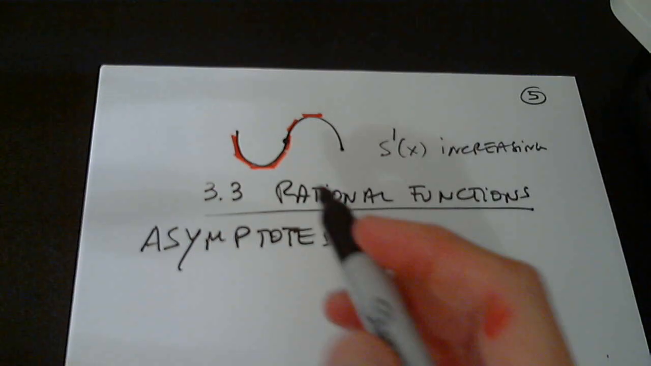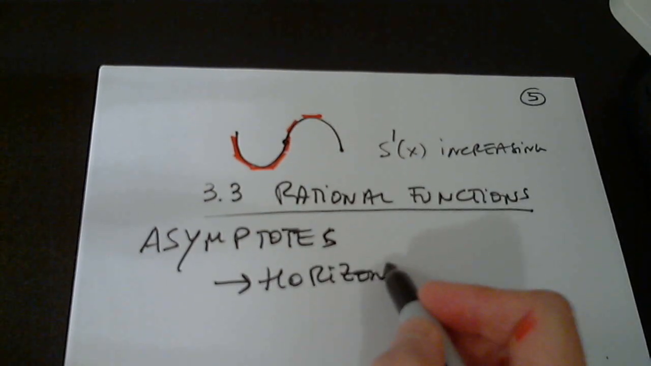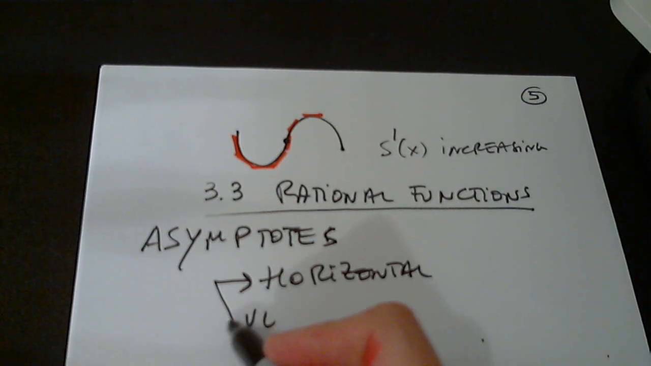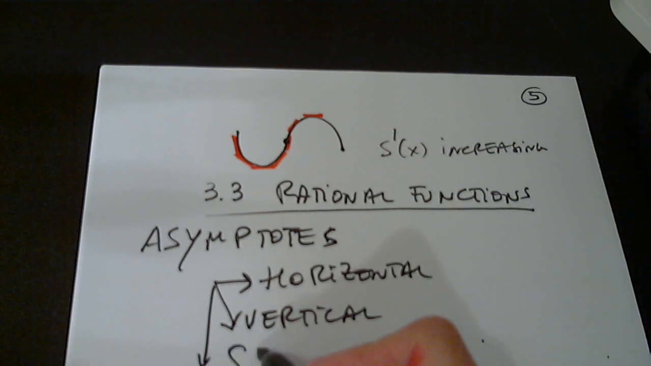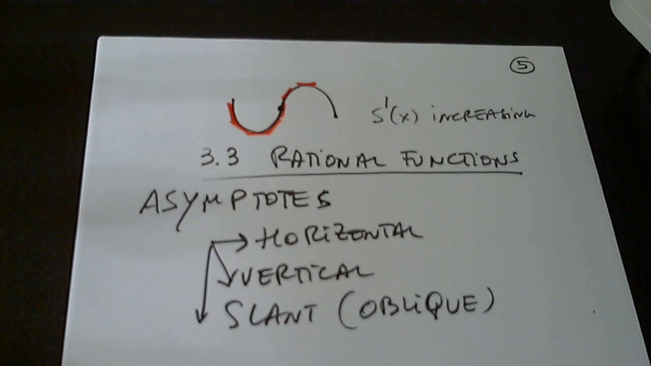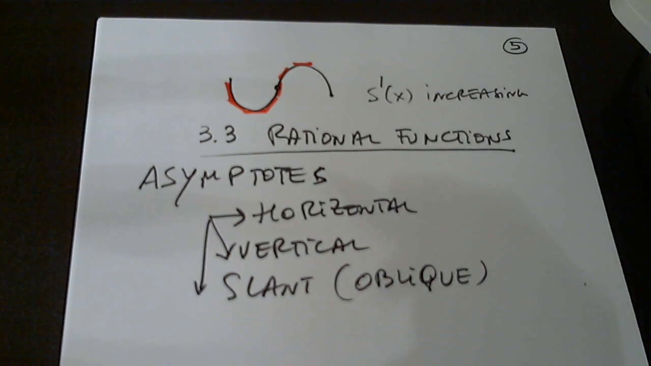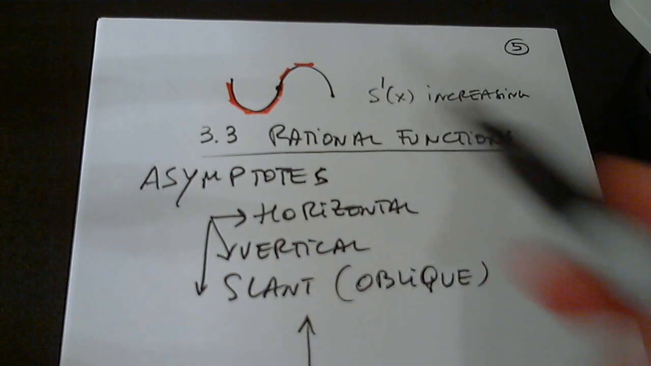Asymptotes. There are three different types of asymptotes: horizontal, vertical, and slant, also called oblique. So we've seen these before, but let me clarify them again. So here's a function with a horizontal asymptote.